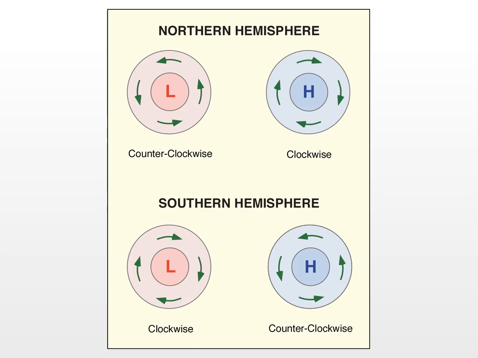This diagram illustrates gradient winds for the northern hemisphere. So they blow around a low counterclockwise and parallel to the isobars. And for a high pressure center, they blow clockwise and parallel to the isobars. The direction of flow in the southern hemisphere is the opposite. Clockwise for a low, counterclockwise for a high.